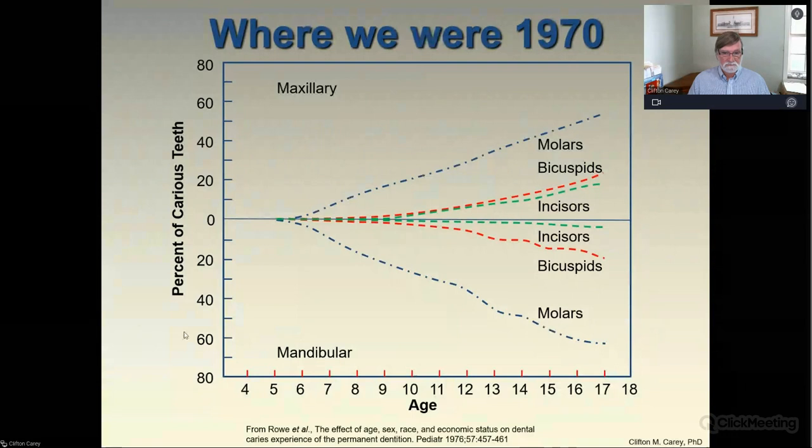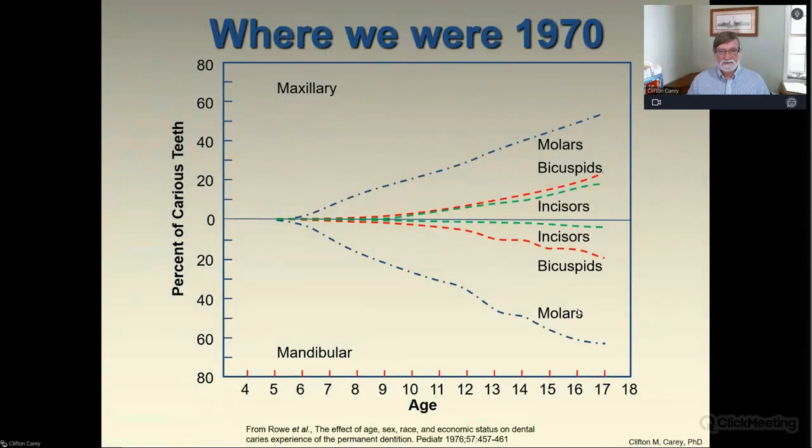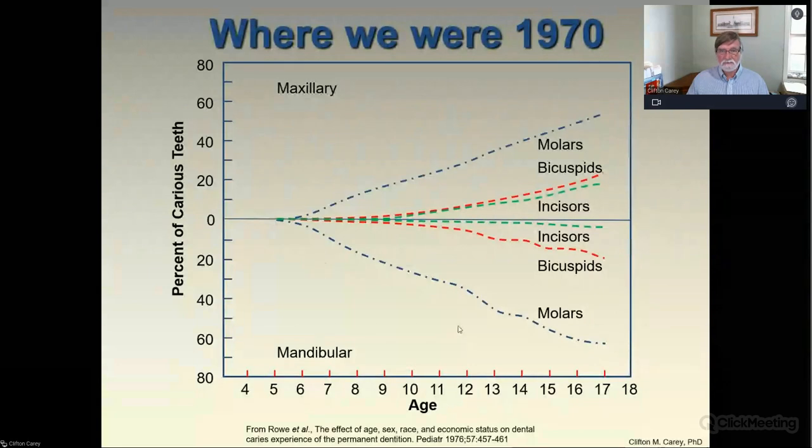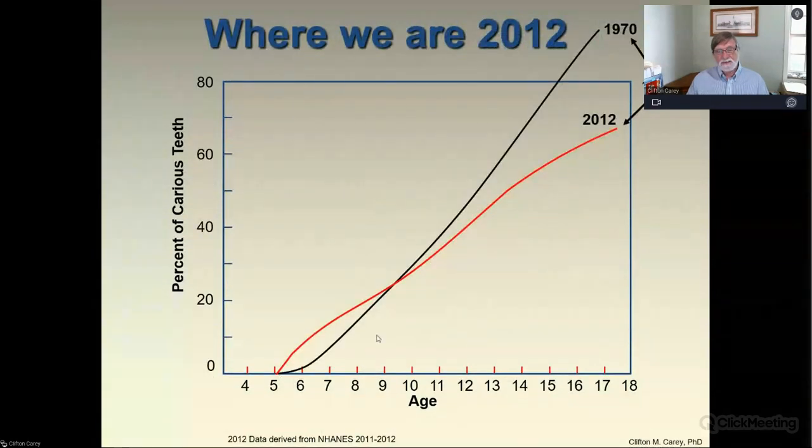A little history. This is from 1970, 50 years ago. You could see that basically 50% or 60% of the molars for adults are where most of the caries happened. And you see that as somebody in 1970 had achieved these different ages, the incidence rate, the percent of caries of the population just increases. It's remarkable. Over the last 50 years, you can see the 1970 line is this black one, and that we've actually reduced the amount of caries by roughly 30% by 2012.